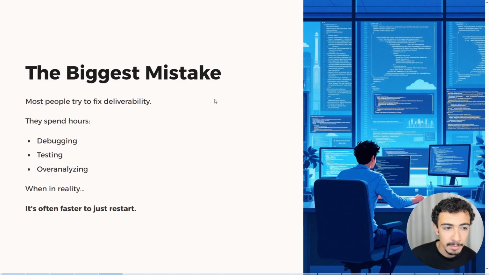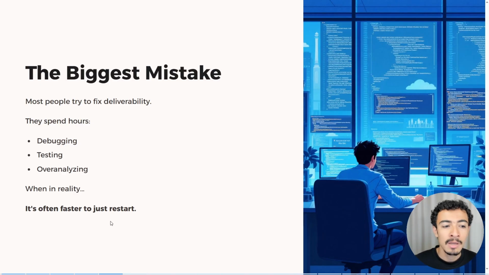So the biggest mistake people make is that they try to fix deliverability by spending so much time trying to identify the root problem. They spend hours debugging, testing, overanalyzing: why am I on this blacklist? Why am I not able to land in the inbox, and all these things? And yes, that is productive to an extent, but after a certain point, it is actually counterproductive. Sometimes or often, it's better just to restart.